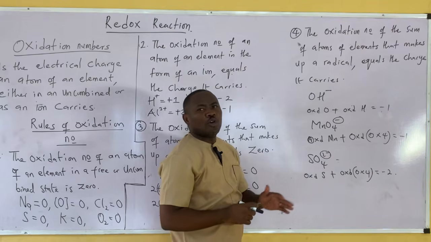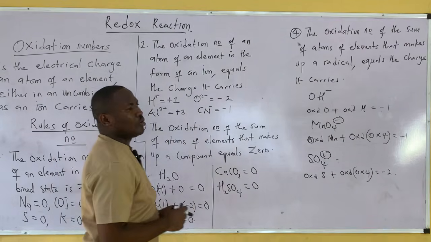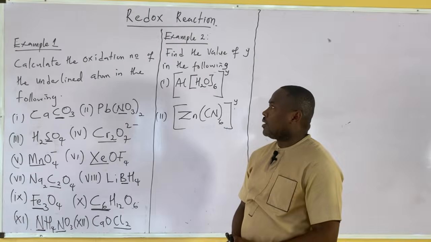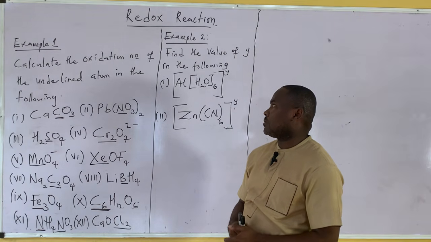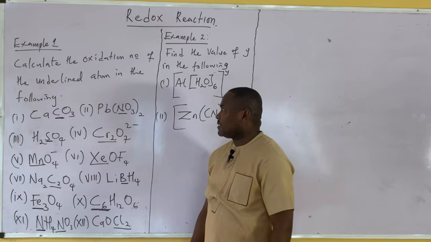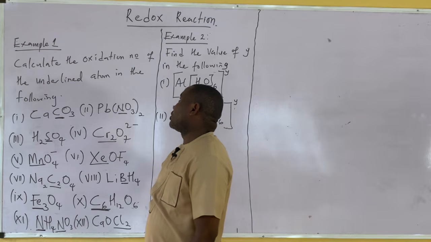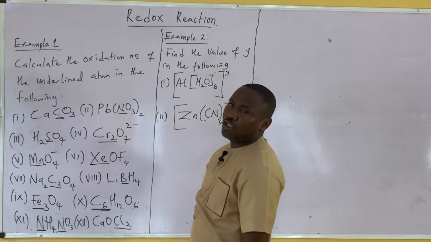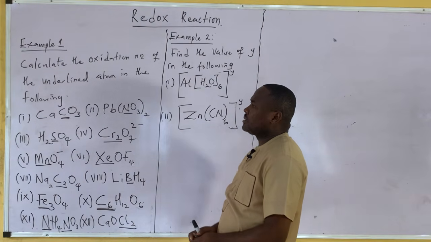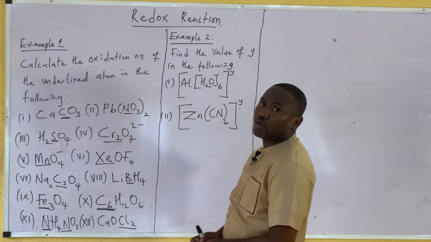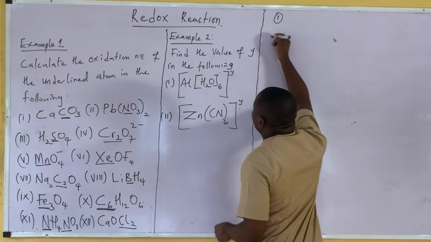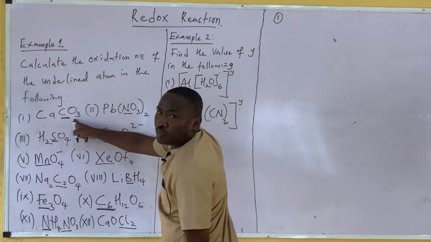Now we'll be using all of these principles or all of these laws to know how to calculate oxidation number. Now let's look at some examples as regards calculating oxidation number in compounds. Example 1 says, calculate the oxidation number of the underlined atom in the following. Question number 1, we are underlining carbon in calcium trioxocarbonate(IV), CaCO3. So how will I solve it? I know that the oxidation number of a compound equals 0.